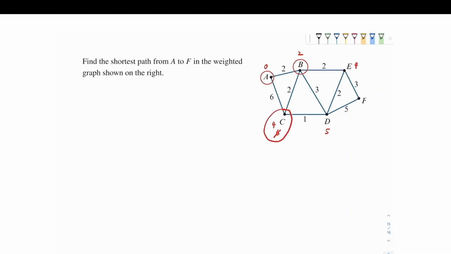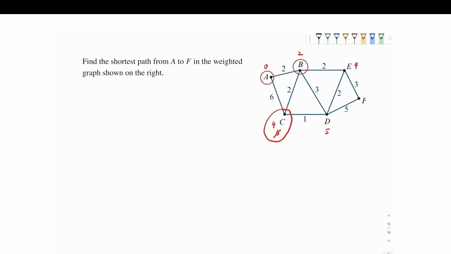From C, I then scan all the other vertices that are adjacent to it. So basically I've got D over here, and we've got the original value of 4. If we add 1, we get 5. So that one over there is unchanged. And if we go from C to A, well, basically we have to take 4 and add 6, but our original value is 0, so we leave it unchanged, because 0 is less than 10, obviously. 10 is 4 plus 6. If we go from C back to B over there, then we have to take 4 plus 2, which gives you 6, and that's no good because 6 is greater than 2.